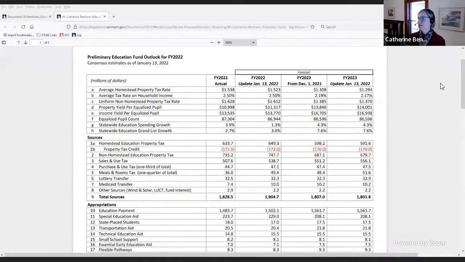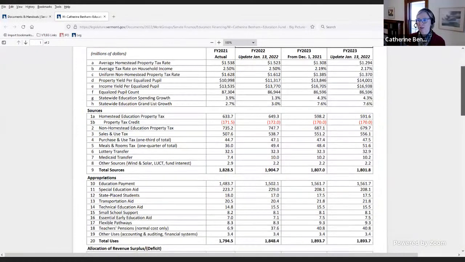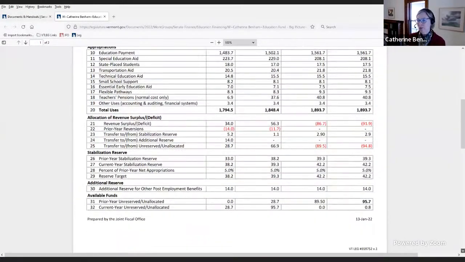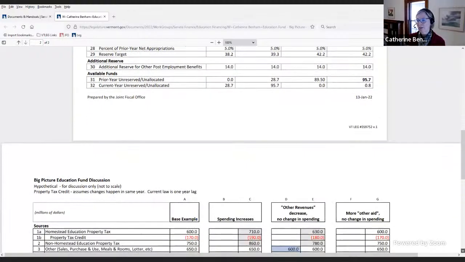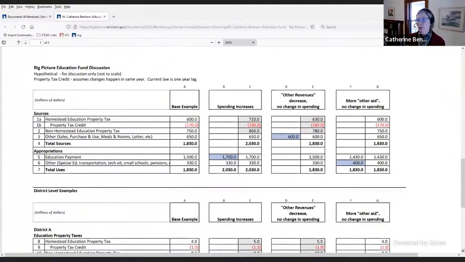Okay, so I'm not going to spend a lot of time on this page, but I think you all know this page is the education fund, where you have all the sources right here and the appropriations down here, and the balance of how it allocates the revenue and the surplus. And what I wanted to do was take you back to a very big picture of the education fund. And I have condensed the various lines of the education fund into just a few. And again, this is hypothetical. It's sort of close to recent years, but this is not tied to a specific year.